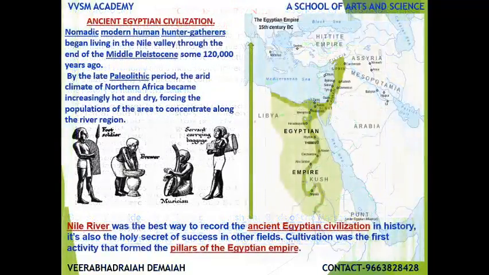Let us move to the ancient Egyptian civilization. Nomadic modern human hunter-gatherers began living in the Nile Valley through the end of the Middle Pleistocene, some 120,000 years ago. By the late Paleolithic period, the arid climate of northern Africa became increasingly hot and dry, forcing the populations of the area to concentrate along the Nile River region.